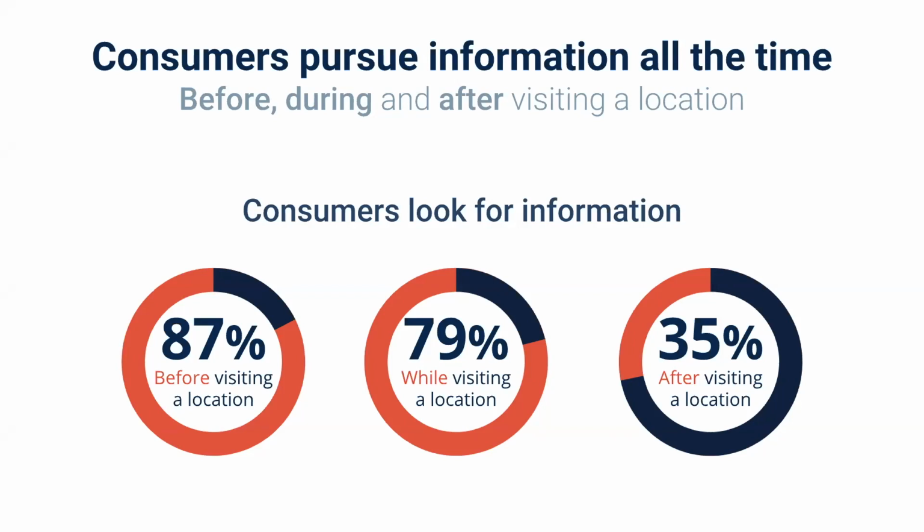Once they're actually at your property, that could be scheduling a tour. It could just be stopping by to check it out. 79% of those users are going to be on their phone while they're there. So while they're talking to your leasing agent, they're actually going to be on their phone, filling in any gaps of knowledge that they don't already know. And then even after those 3 touch points, so before the visit, during the visit with your leasing agent, and also while they're there, 35% of them are going to go online afterwards to fill in any gaps of knowledge that they didn't get.